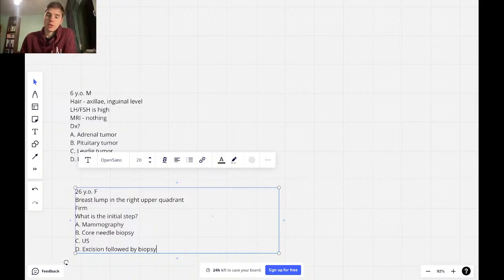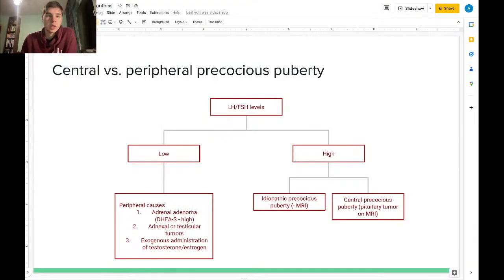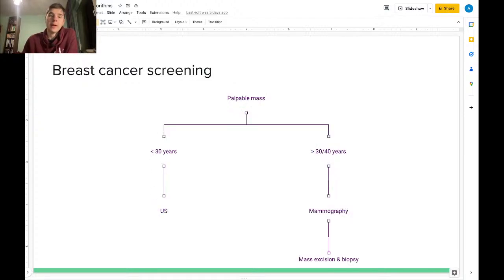Okay, let's just recap a bit. So for breast cancer, we have a palpable mass. Under 30 years, we go for ultrasound. More than 30-40 years, we go for mammography. And then mass excision and biopsy.